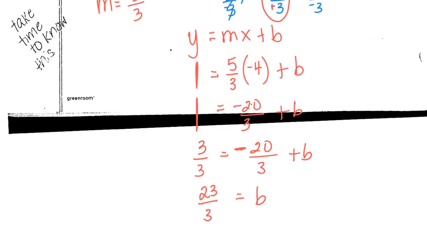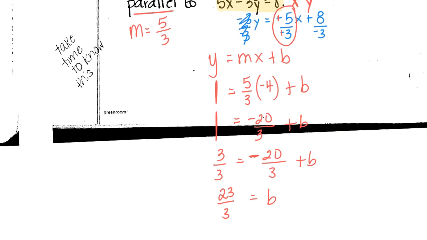So we have our m, we have our b, we can write our final equation. Our final equation is y equals 5/3 x plus 23 over 3. Welcome to Pre-Calc, where none of the numbers are pretty anymore.